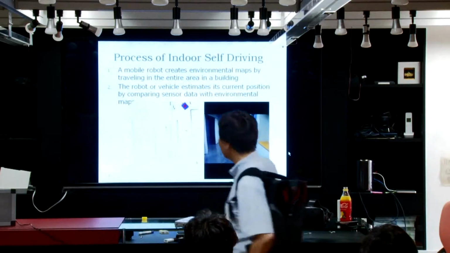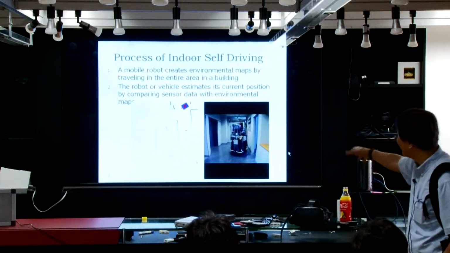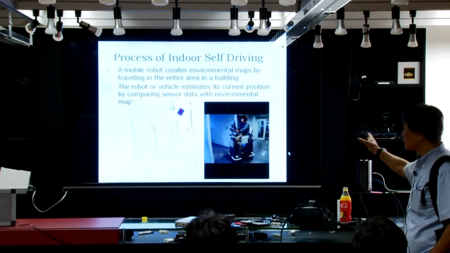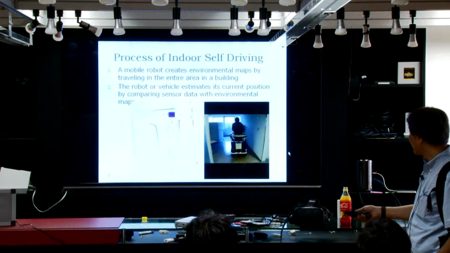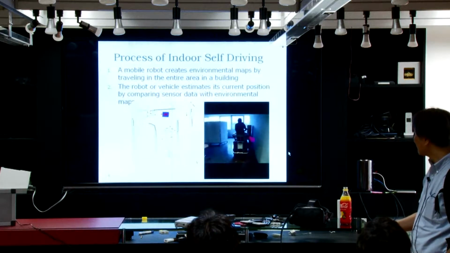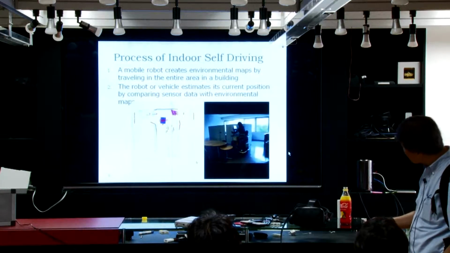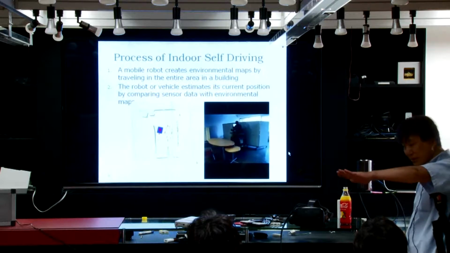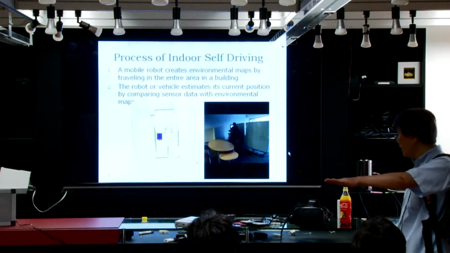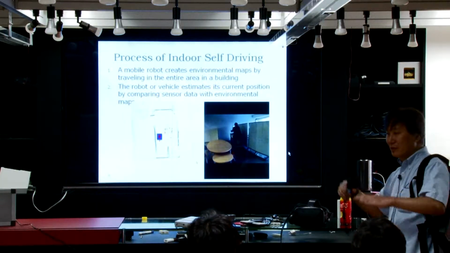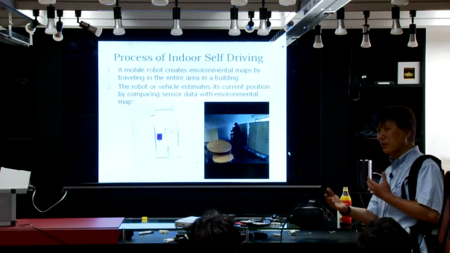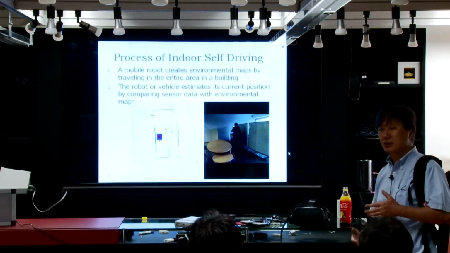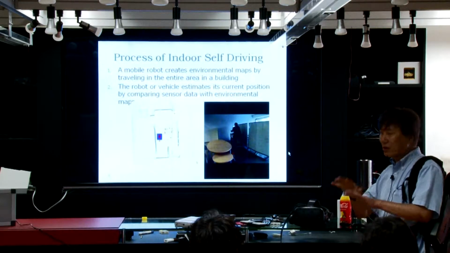So this is the demonstration of position detection. This is the vehicle running inside the building, and this is the current position. Some noise occurs when turning, but it's adjusted by using the particle filters. Particle filter is a kind of probabilistic method to adjust the position of a robot.